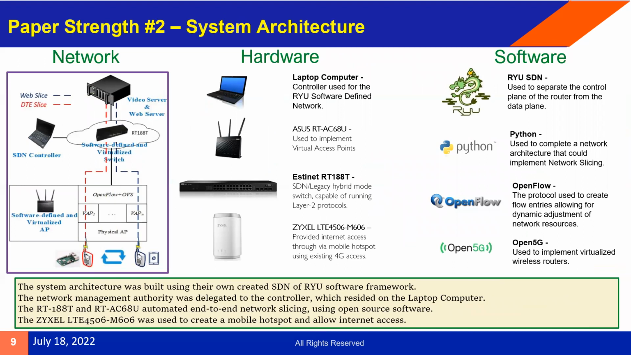Paper strength number 2 covers the system architecture. The system architecture was built using their own created SDN, which was done through the Ryu software framework. On the left side is an actual graphic that shows the network that the authors used.